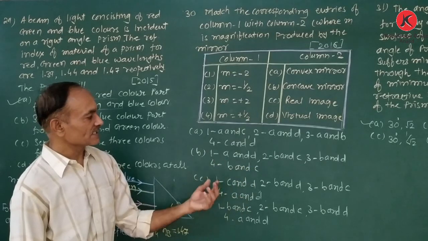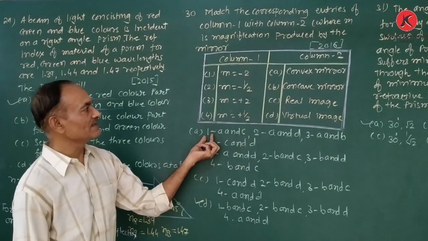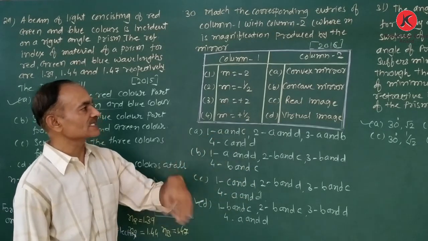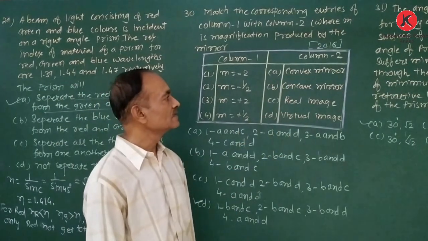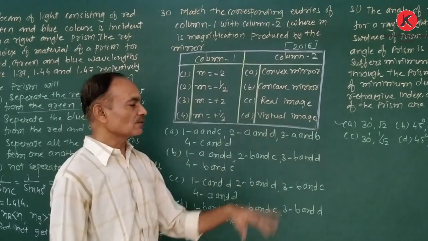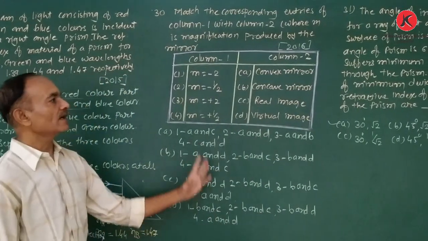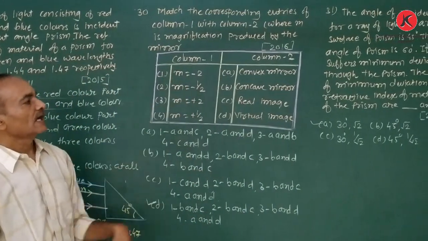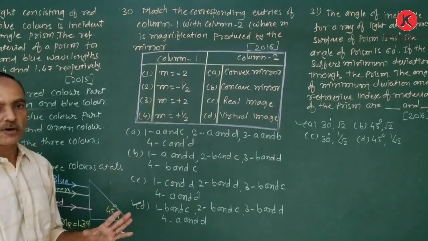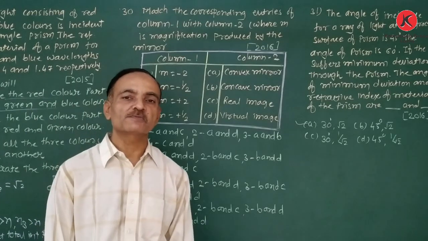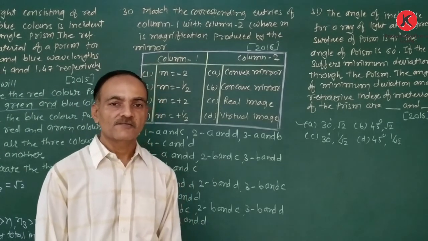Out of these four options given, 1 means M is equal to -2 for A and C. A is the convex mirror, C is the real image. Right? So the options are given according to our knowledge of how the image is produced by the mirror, which type of image, and for a given type of image what the magnification should be. We have to match it.